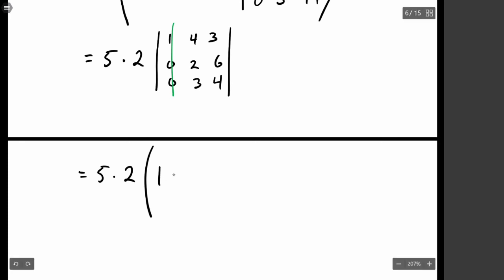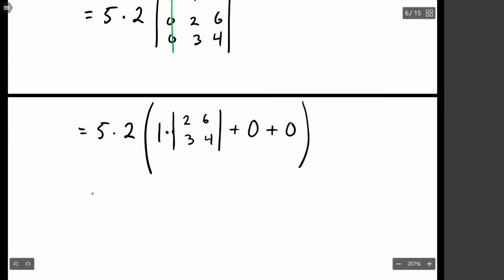So we have 1 times the cofactor of that entry, which is this. Right? So 1 times 2, 6, 3, 4. Right? Okay, and then look, these next two are both 0, so plus 0, plus 0. Right? And then now we have 5 times 2 times 1 times this determinant.